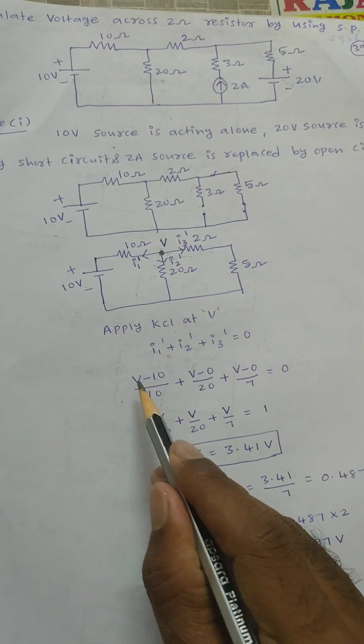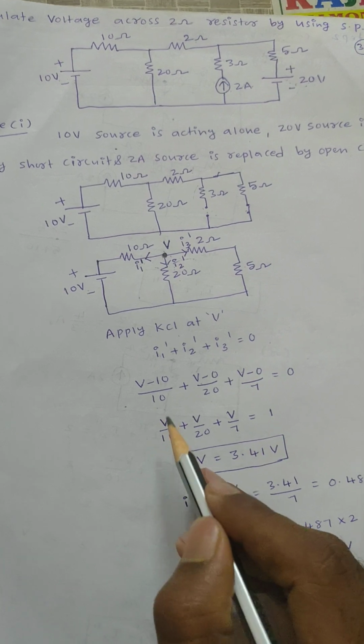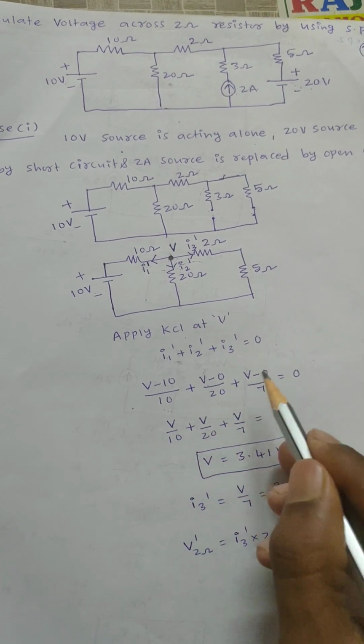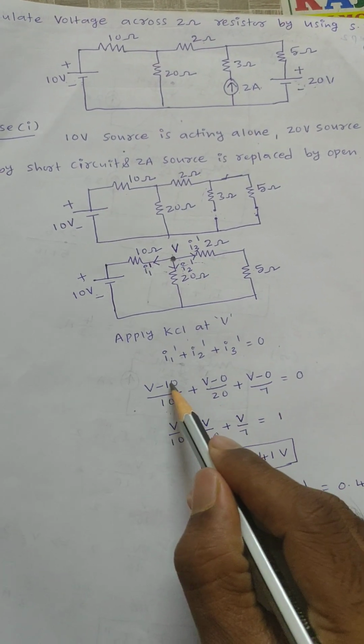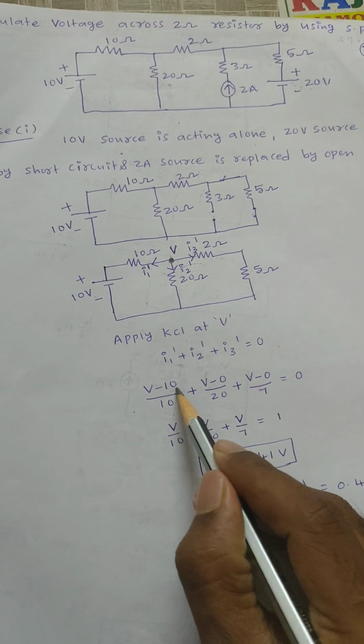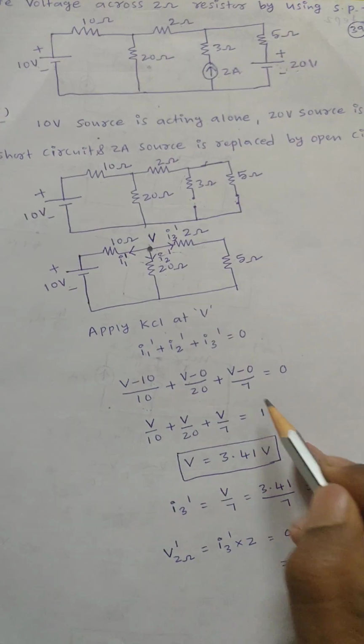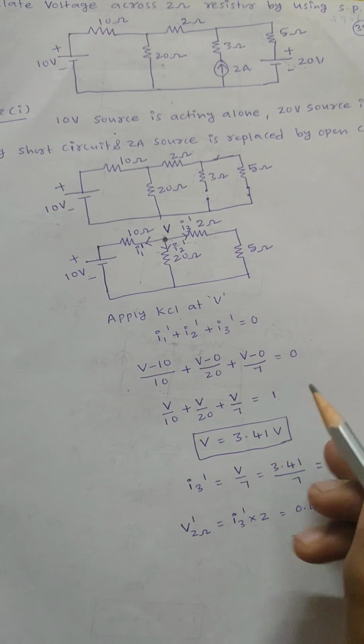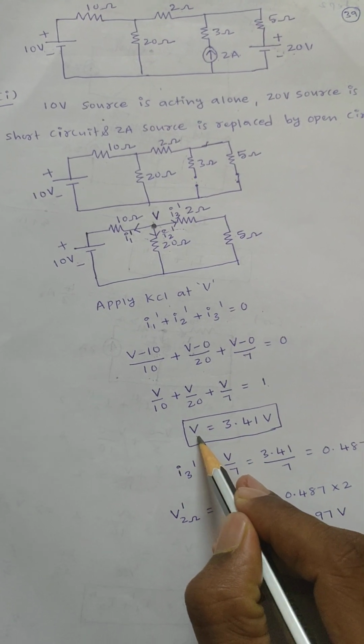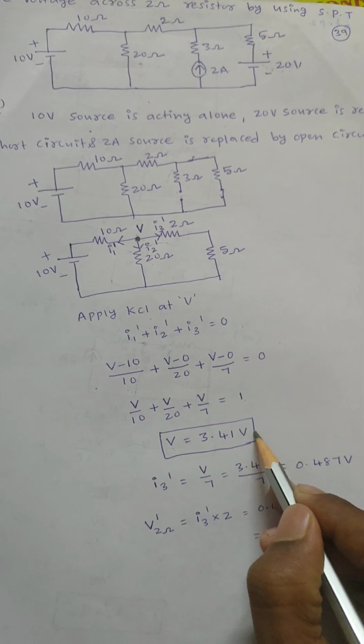Then if I simplify this equation, V is taken as common: V times (1 by 10 plus 1 by 20 plus 1 by 7) is equal to minus 10 by 10, which is nothing but minus 1. If I take it to the RHS, you will get plus 1, right? Then after simplification you will get the V value as 3.41 volts.